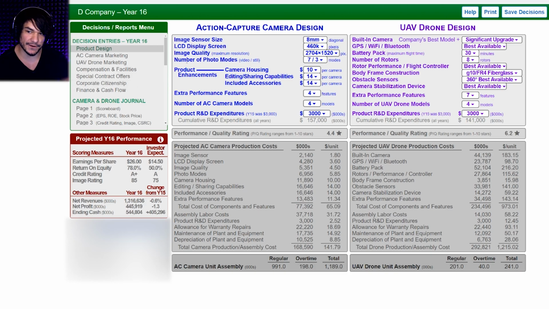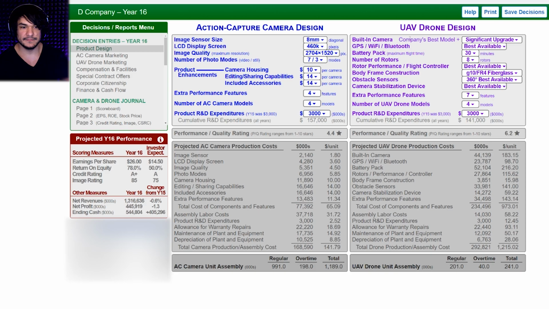So on the first page of product design, it's broken up into two sides. And by the way, if I repeat stuff your professor said, I'm sorry. Someone else's professor might not have said it, and vice versa. So don't get mad. All right, so the first screen is product design, and you'll see we're designing our camera and our drone.